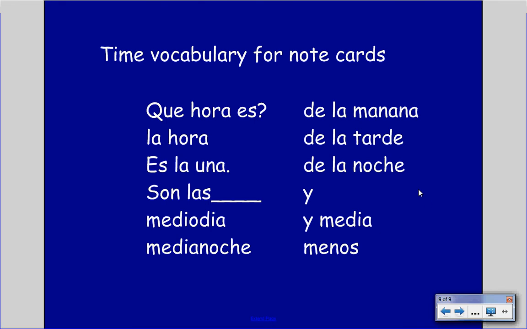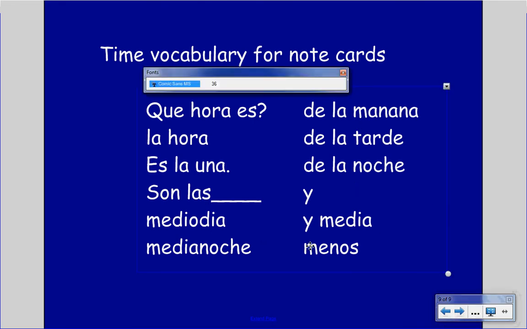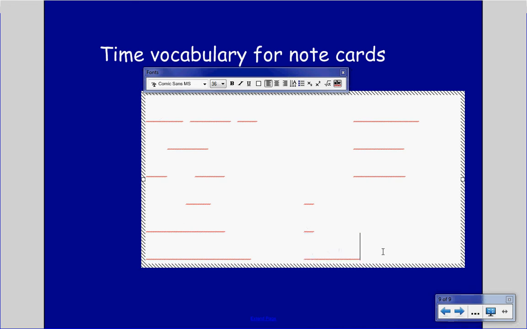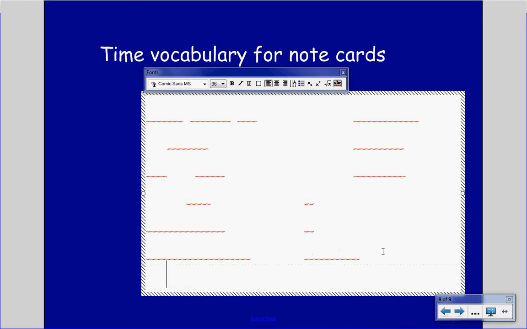Okay. There is vocabulary that you need to know for this section. I need to add a word on here.